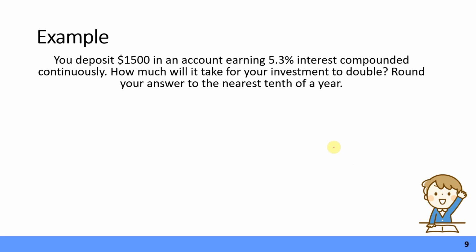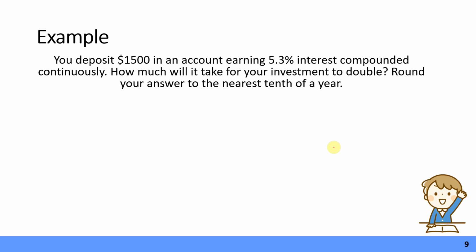You deposit a total of $1,500 in an account earning 5.3% interest compounded continuously. How much time will it take for your investment to double? Round your answer to the nearest tenth of a year. So this is very similar to the last one, but I'm not telling you how much money I want you to end up with. I just tell you I want you to double it.